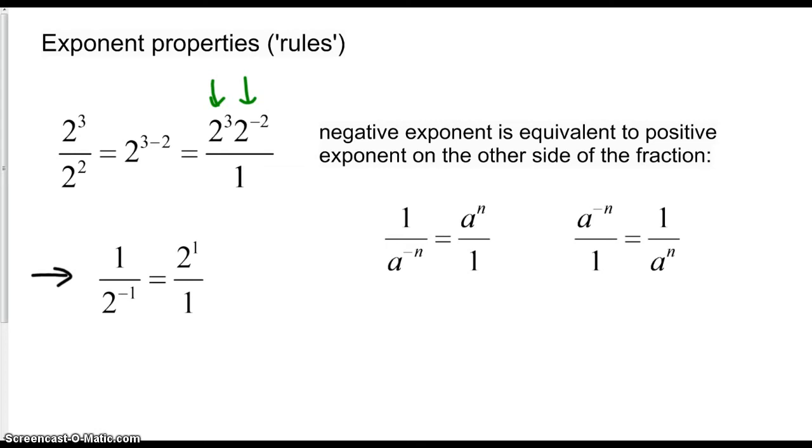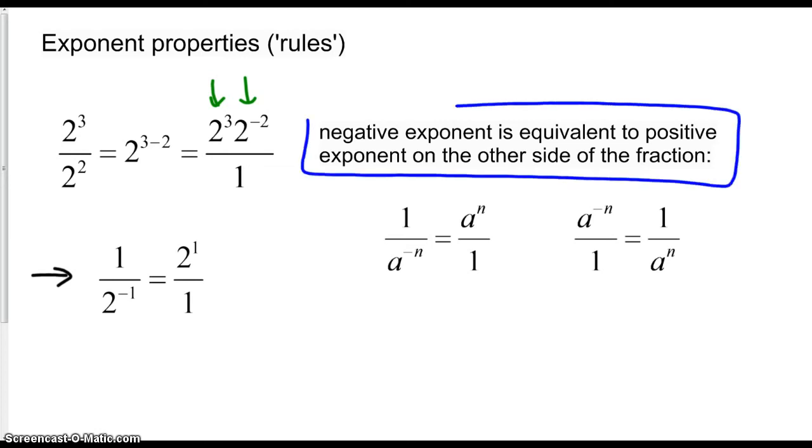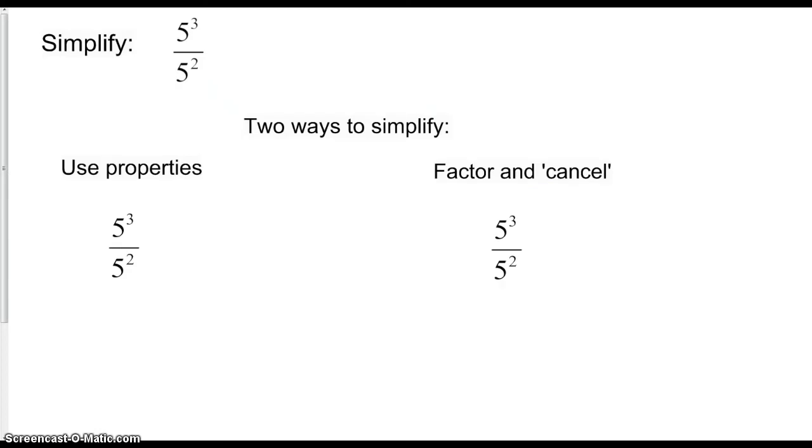So this is what the rules look like symbolically. 1 over a to the negative n becomes a to the n over 1, or a to the negative n over 1 becomes 1 over a to the n. But this is what it means in terms of words. It means that if you have a negative exponent, you can move that to the other side of the fraction and change it to a positive exponent. That's the way I remember that. Okay, so that's an important idea.